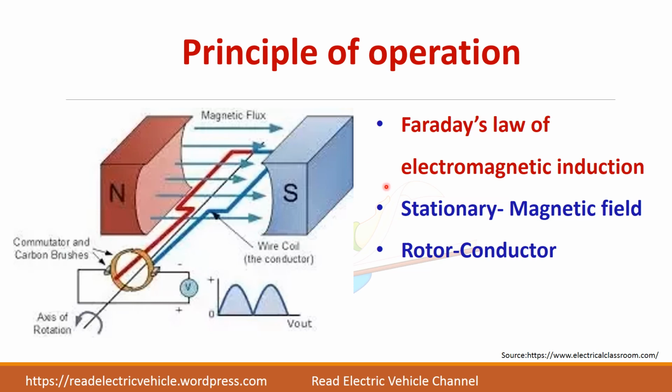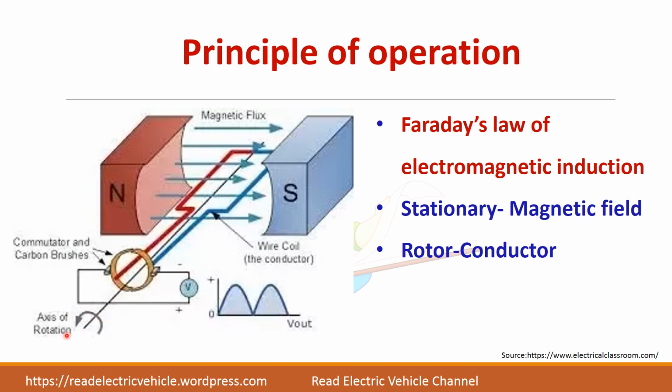The magnetic field is produced by the magnets. So the direction of the magnetic flux is here, and this rectangle is the coil, and it will be connected to the commutator. Again you have brushes at two ends. So if you measure across this, you will get the generated EMF.